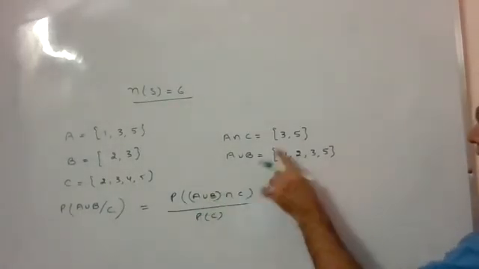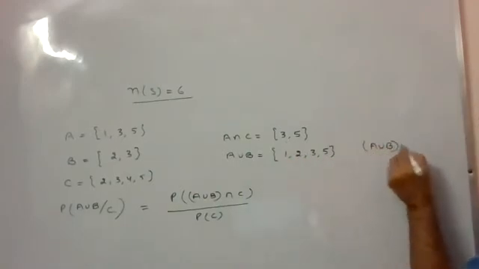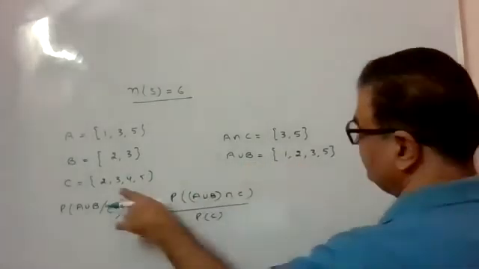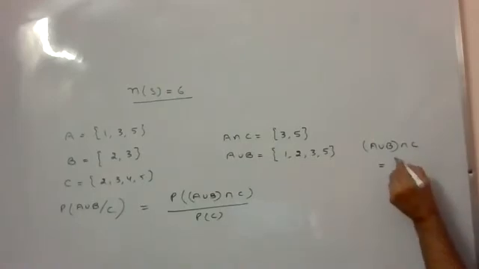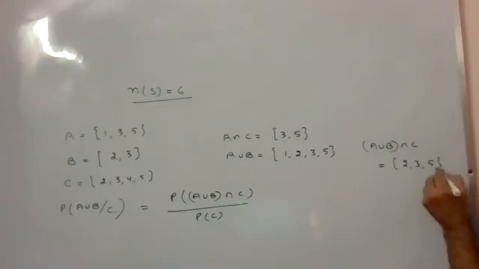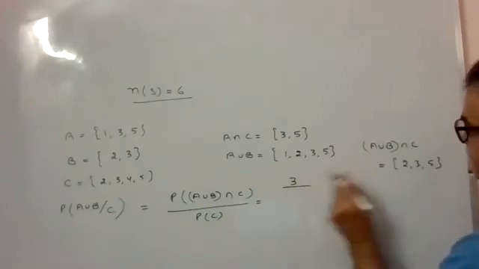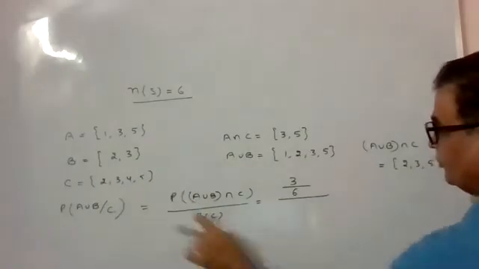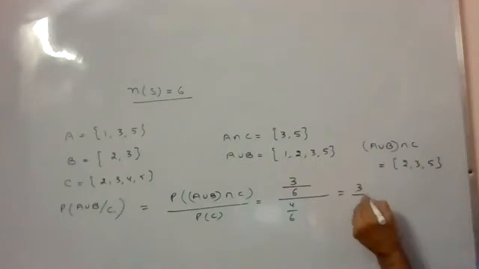A union B, and its intersection we are taking with C. So A union B intersection C, how much will it come out to be? A union B is this, and C is this, tell me the common part. 235. Yes, 235. So what does this result come out to be? 3 cases by 6, and then P(C) is 4 by 6. Your answer comes out to be 3 by 4.